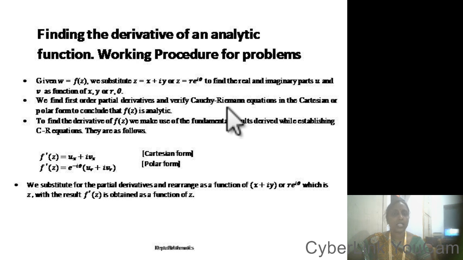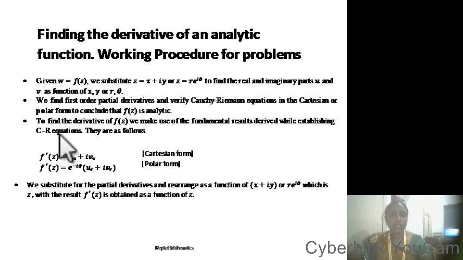Then we have to check the CR equation, that is the Cauchy-Riemann equation in the Cartesian form. What is the Cauchy-Riemann equation in the Cartesian form? It means dou u by dou x is equal to dou v by dou y, and dou u by dou y is equal to minus dou v by dou x. If they are equal, then we will say that the function is an analytic function.